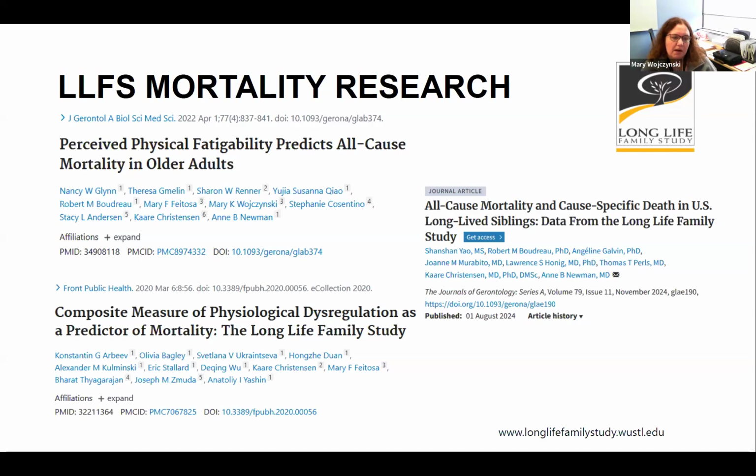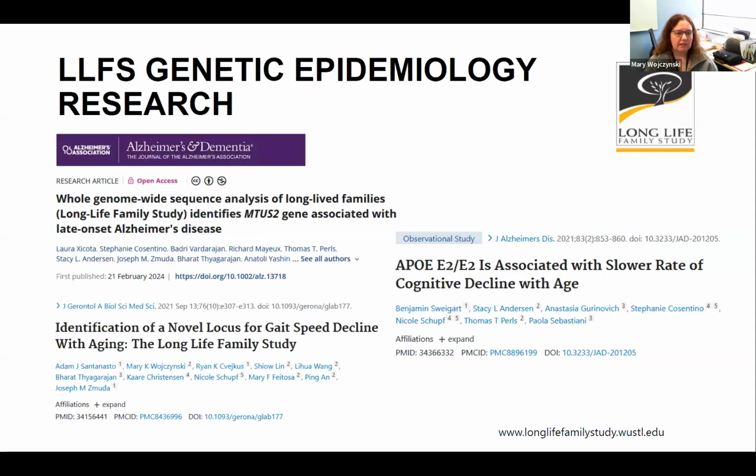We've also used the composite measure of physiologic dysregulation to predict mortality in our participants. Next slide, please. Finally, as I said, we are quite the genetic epidemiology study. So we have done a lot of research in genetics.